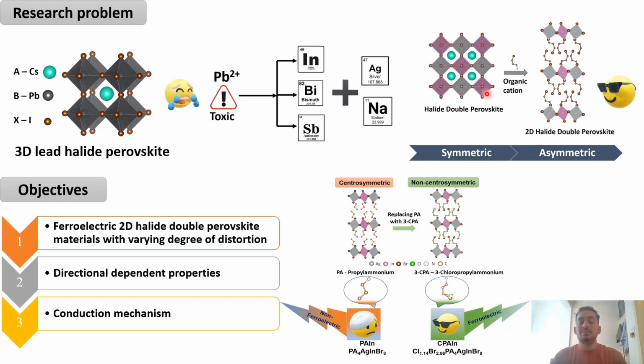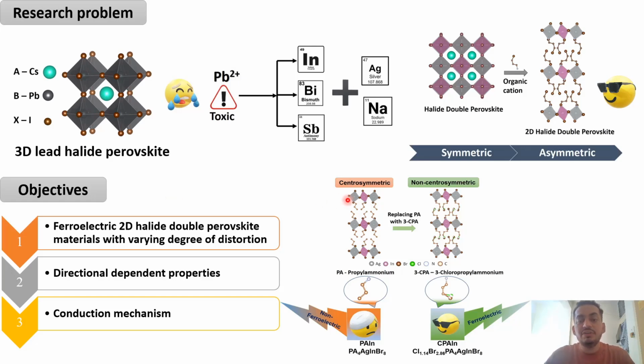Now, since our goal is to identify the directional properties of single crystals in multiple directions, we can make this 3D into 2D by replacing the small cation with a large aromatic ring or aliphatic ring. This is how we go from a completely symmetric to an asymmetric system. Our objective is developing new materials which have not been reported in the literature till now, identifying direction-dependent properties in two or three different directions, and ultimately identifying the conduction mechanism and the charge carriers within the material.